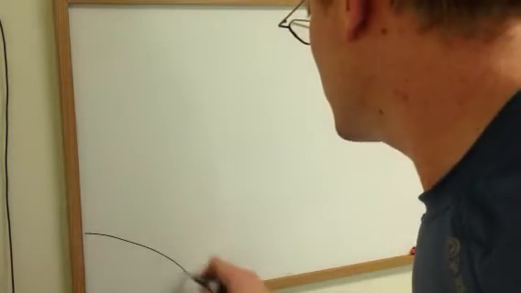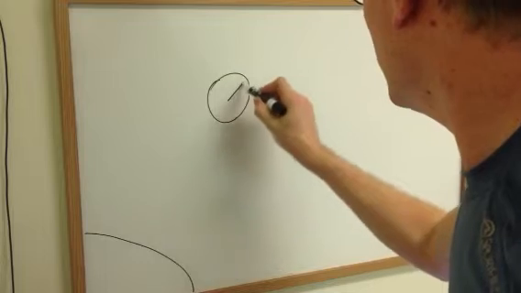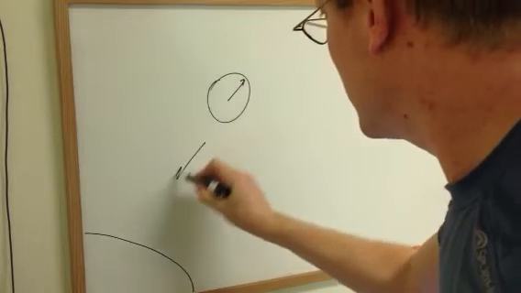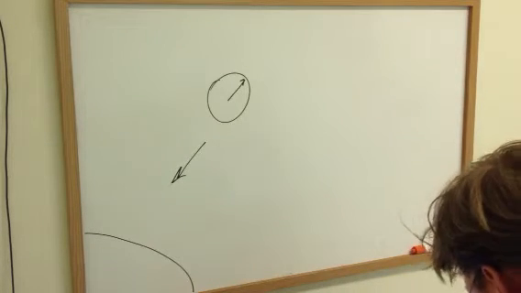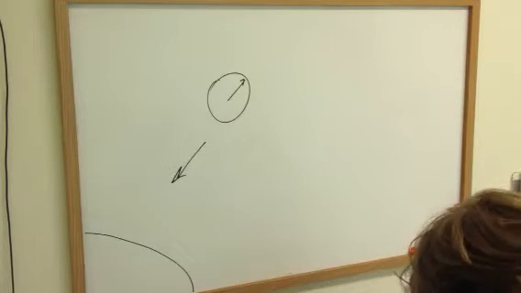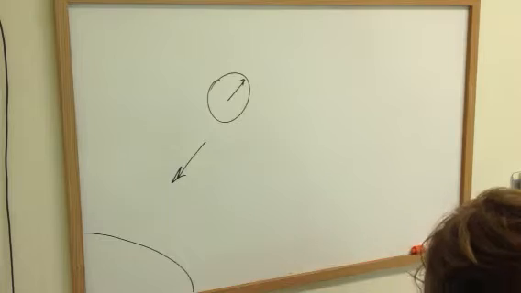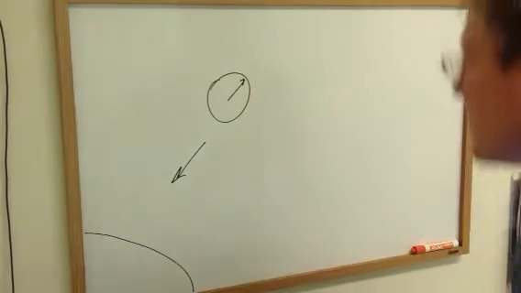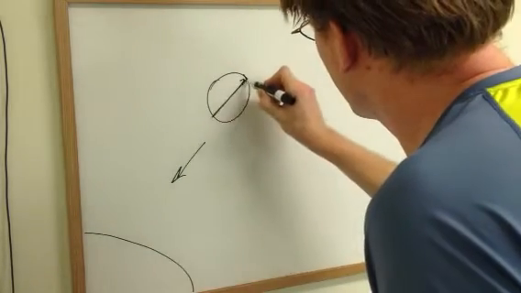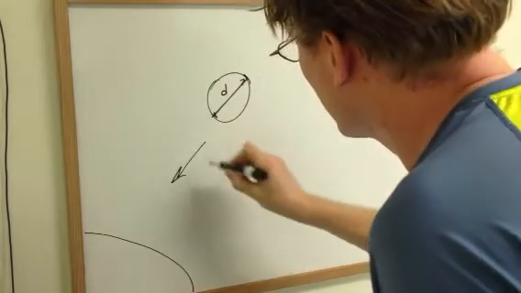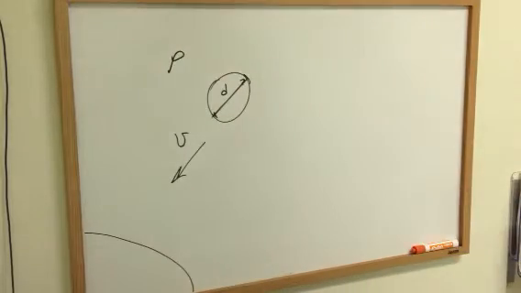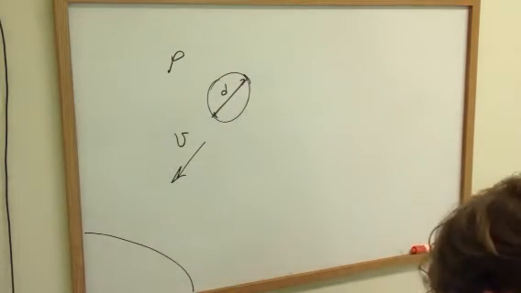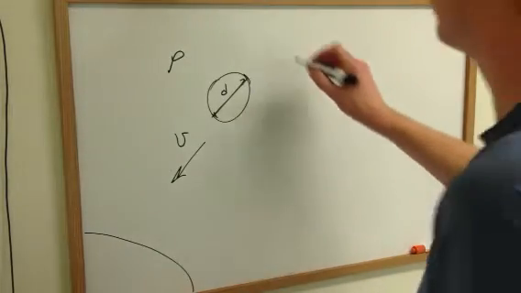This question is about an asteroid coming in and hitting the Earth. It was given a size. I think we're given a diameter. We're given an initial velocity and a density. And then we're asked, how massive is it?